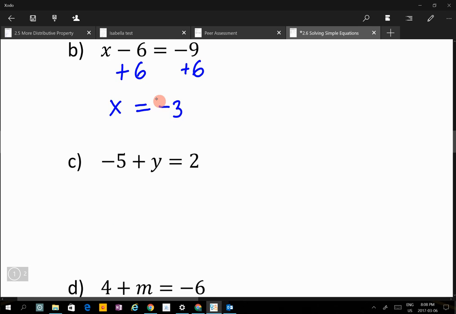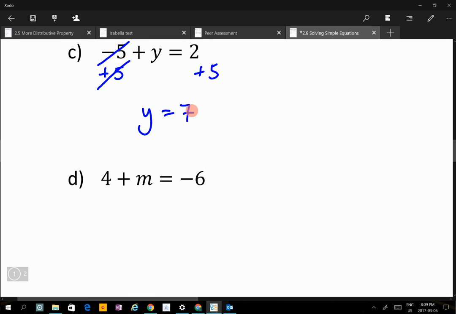Okay, part C, negative 5 plus y equals 2. So x doesn't have to be the only variable. You could also have y. If I want to get rid of this negative 5 so I can isolate y, I should add 5 on this side. So if I add 5 on the left, I should also add 5 on the right. So these two cancel each other out, and I'm left with y equals 2 plus 5, which is 7.